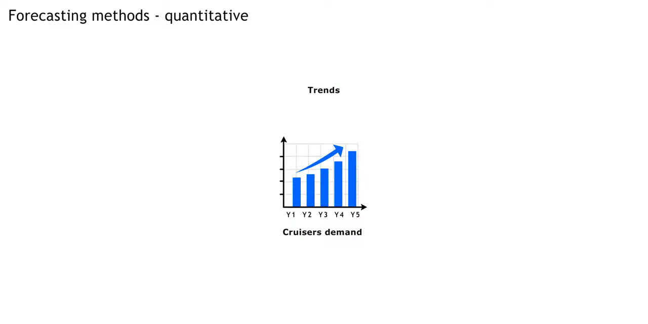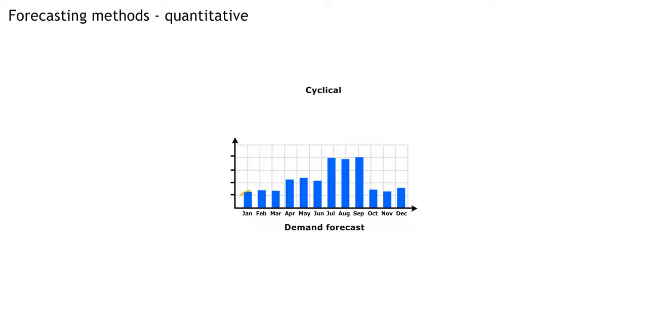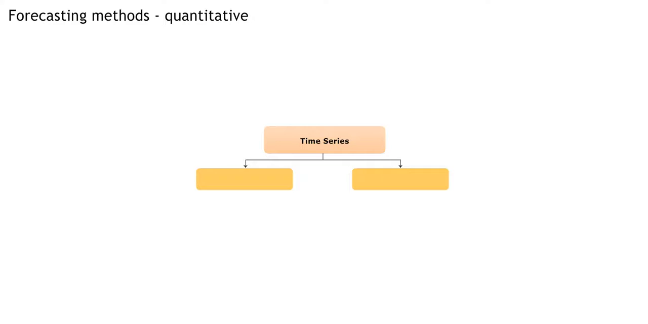They use factors such as trends, like an increase in demand for cruisers over the past 5 years, seasonality, like increased sales each April, and cyclical factors, like how sales are low in the first quarter of the year, but go much higher in the second quarter and even higher in the third, and low again in the fourth quarter. All those factors go into an equation to estimate future demand. Examples of time series methods are the moving average method and exponential smoothing.